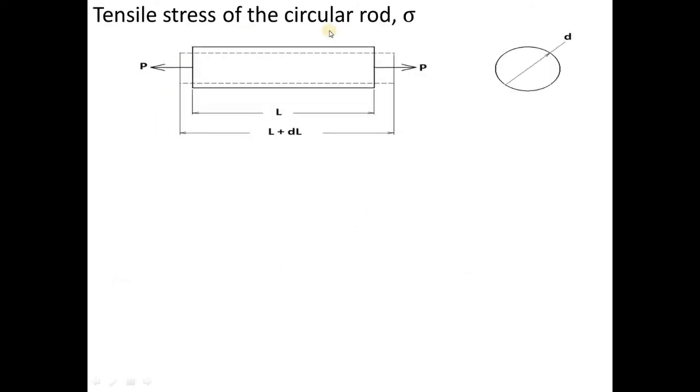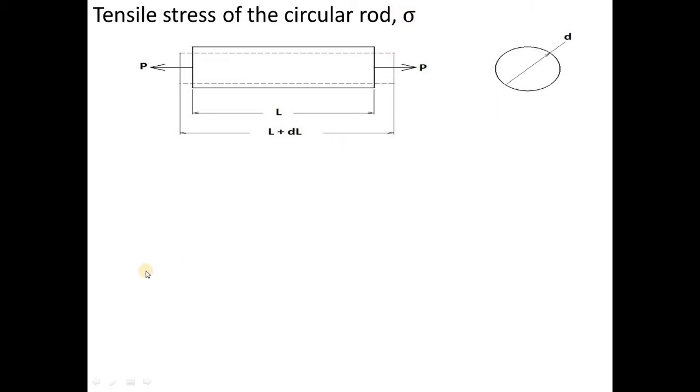Next we will find the formula of tensile stress of this circular rod, which is taken as sigma. First of all, why do we have to find the formula of tensile stress of the circular rod? Because the circular rod is subjected to tensile load on both the ends, due to which tensile stresses will be automatically developed inside the circular rod. So for finding the value of tensile stress, we have to find the formula of tensile stress of the circular rod.